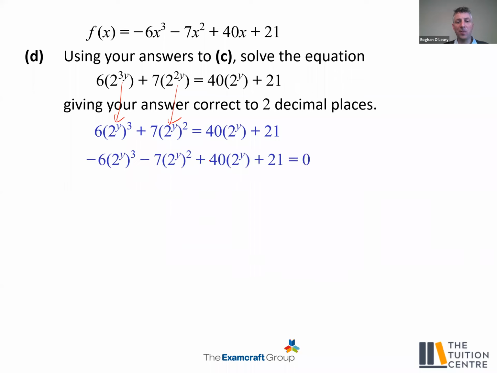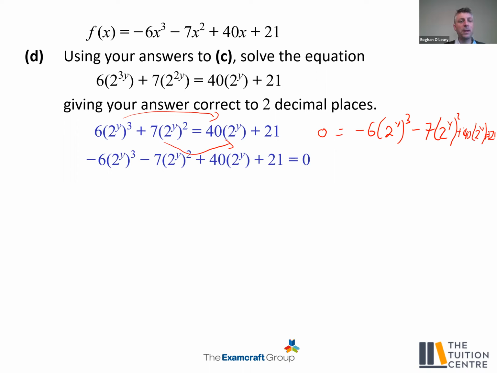Then I can say, well, rearranging here, what I'll have done is subtract 6 times (2^y)^3 from both sides, and subtract 7 times (2^y)^2 from both sides. So I would have 0 is equal to minus 6 times (2^y)^3 minus 7 times (2^y)^2 plus 40 times 2^y plus 21. And then I've just rearranged it here to have the 0 on the right-hand side.